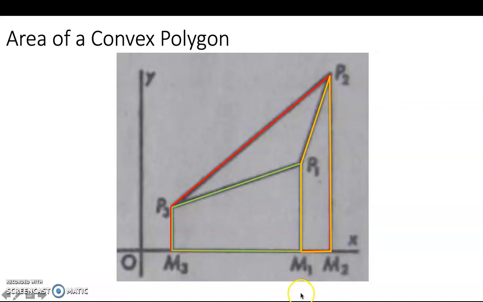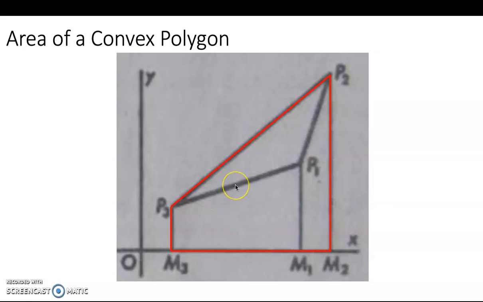and M1. So to get the area of the triangle P1, P2, and P3, we will just simply, let's go back, we will just simply get the area of this trapezoid and then subtract it from the area of the green one and subtract it from the area of the yellow one. Or get the area of the red minus the area of the two. So how are we going to do that?